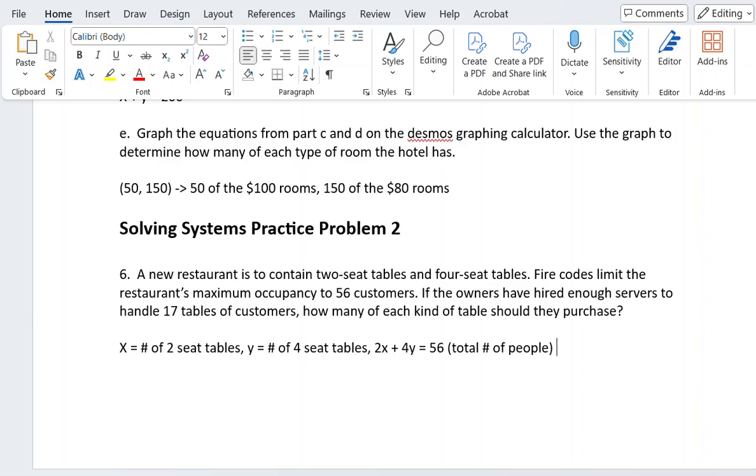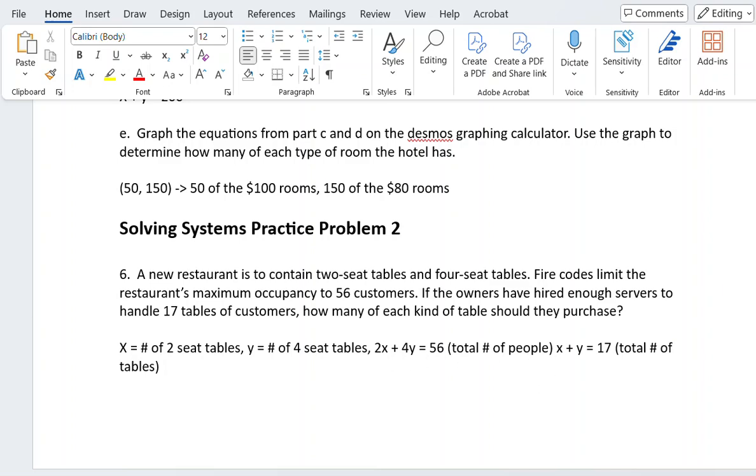My second equation comes from the fact that I can have up to 17 tables. So my total number of tables when I add X and Y together would equal 17. So now I have my 2 equations. I can graph them in Desmos to find the point where the 2 lines cross.